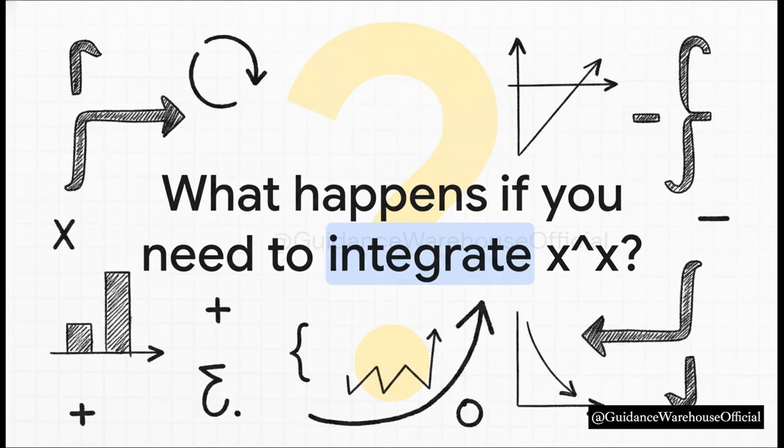But I want to leave you with a final thought to chew on. You can now easily find the rate of change of x to the power of x. But what happens if you need to work backwards? What happens if you need to integrate it? Keep thinking about that one.